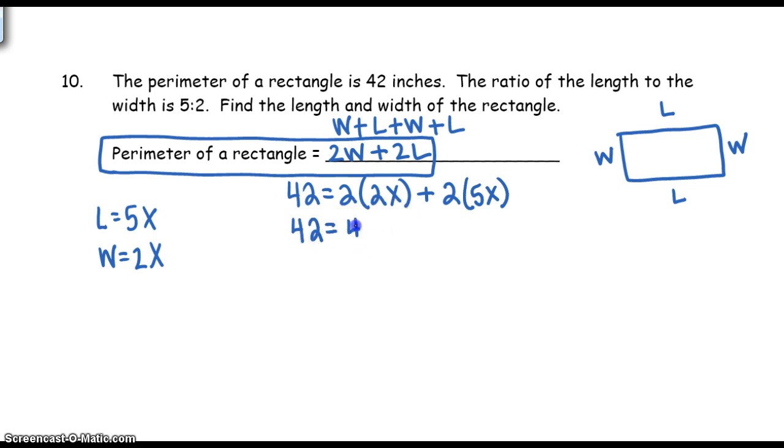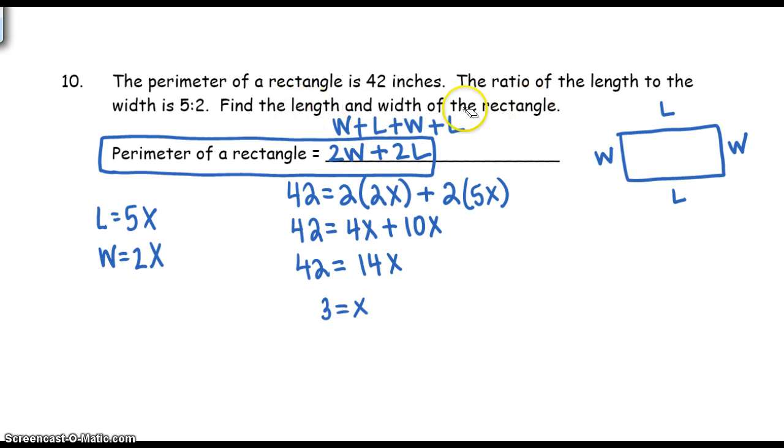2 times 2x is 4x, and 2 times 5x is 10x. And then once we add those together, we'll have 42 equals 14x. That's 14 times x. The inverse of multiplication is division. So 42 divided by 14 is going to be 3. Now we're not done. Find the length and the width of the rectangle.